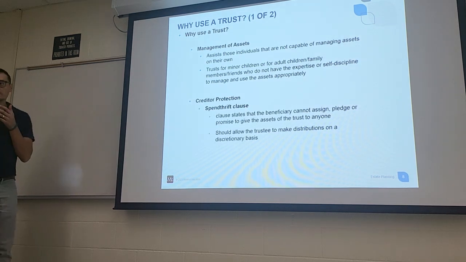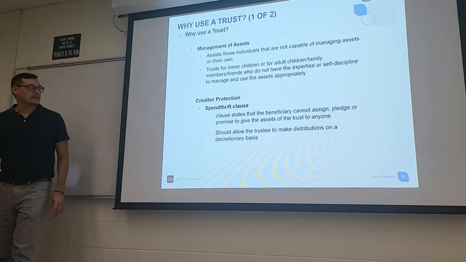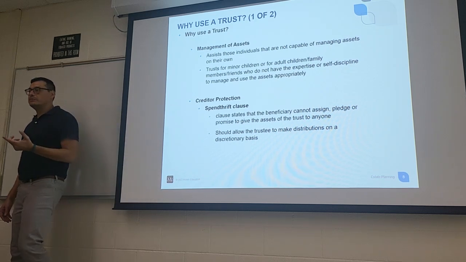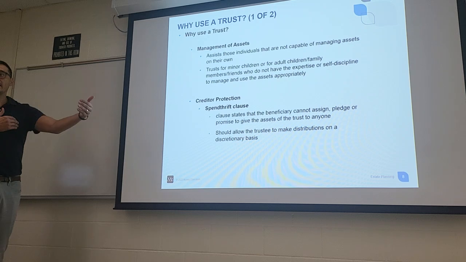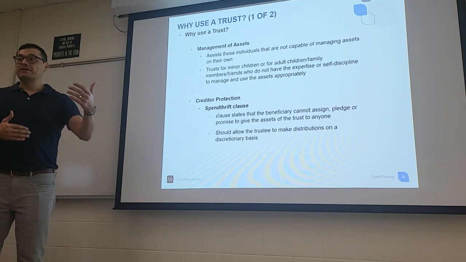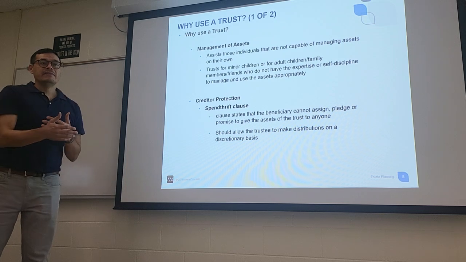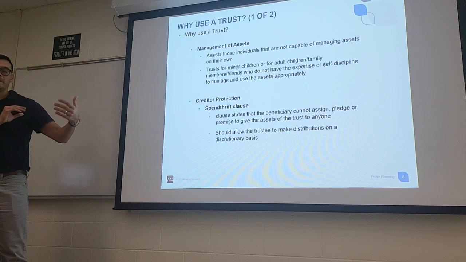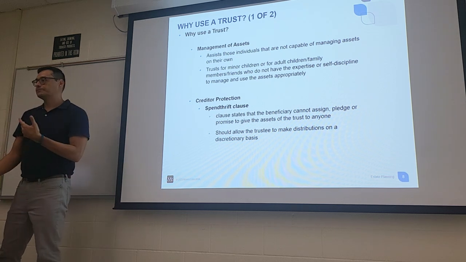Okay, and of course, creditor protection. Now, there's something called a spendthrift clause, which, if it's part of your trust document, prevents the beneficiary from pledging assets to somebody else. Even if they owe money to whoever, let's say the IRS, they cannot get all the assets, okay? It's in a trust, there's a spendthrift clause, so it has another layer of creditor protection.